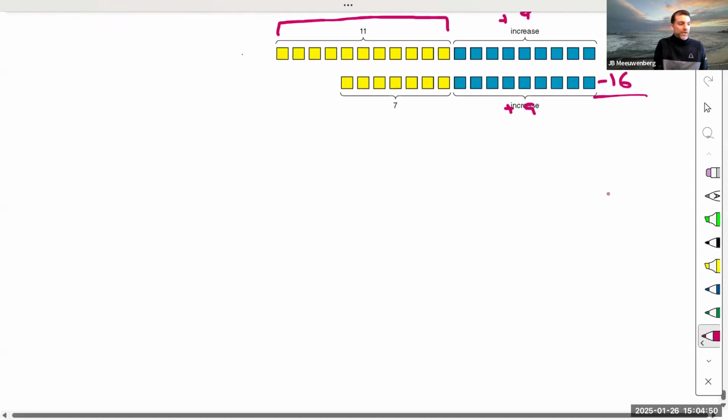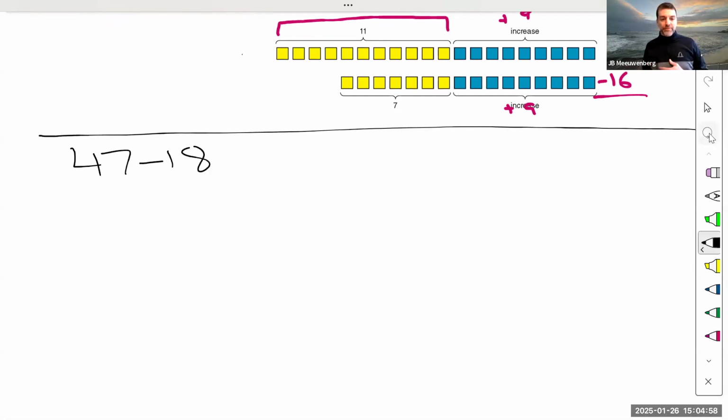So why don't you try this one on your own as well with the example of 47 minus 18. See if you can use the method of equal differences. So whatever method you used, and maybe even try different ones, see if there are different ways you can do it. Find the one that you like the best. You should end up with the solution of 29.